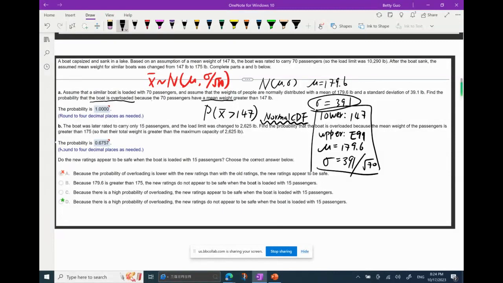It's always good to double check your answer, right? We are human beings. Sometimes we'll enter a wrong number, even if it's right there, 391, divided by root 70. Close and paste. Now I have bigger than 147.